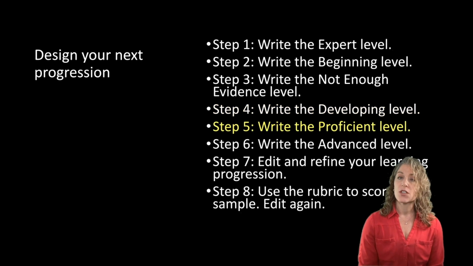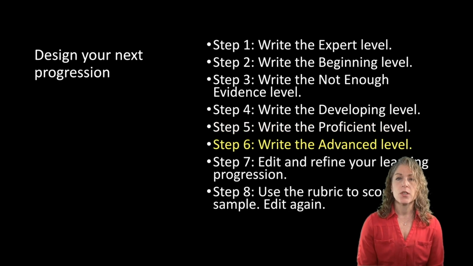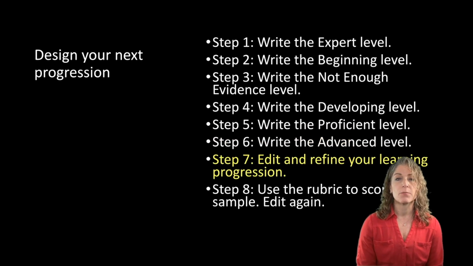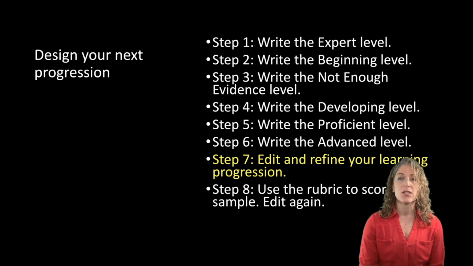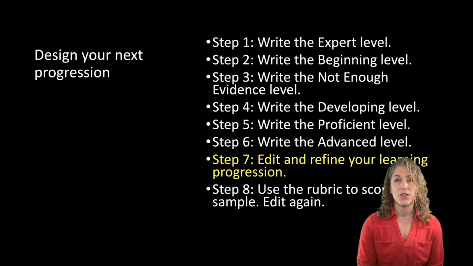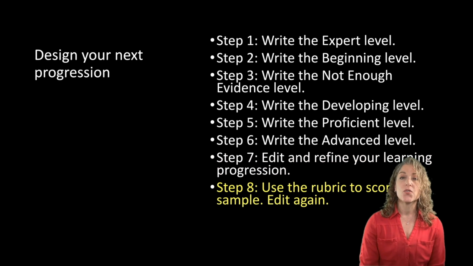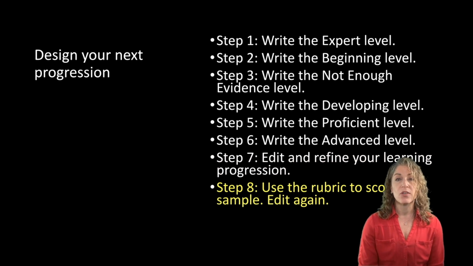Step 5 is write the proficient level. This is where the process is correct, although the content may not be right. Step 6, write the advanced level. This is where the process and the content are correct. Step 7, edit and refine your learning progression by fleshing out your descriptions so it's clear what success looks like. Eliminate repetition to streamline the rubric. Reinforce the dependency of each level on the previous one. Tighten up language so that it's measurable, objective, and clear. Be general enough that your learning progression can be used on multiple assignments over and over again for the entire year. Step 8 is to use the rubric to score samples, to find weaknesses in the rubric.